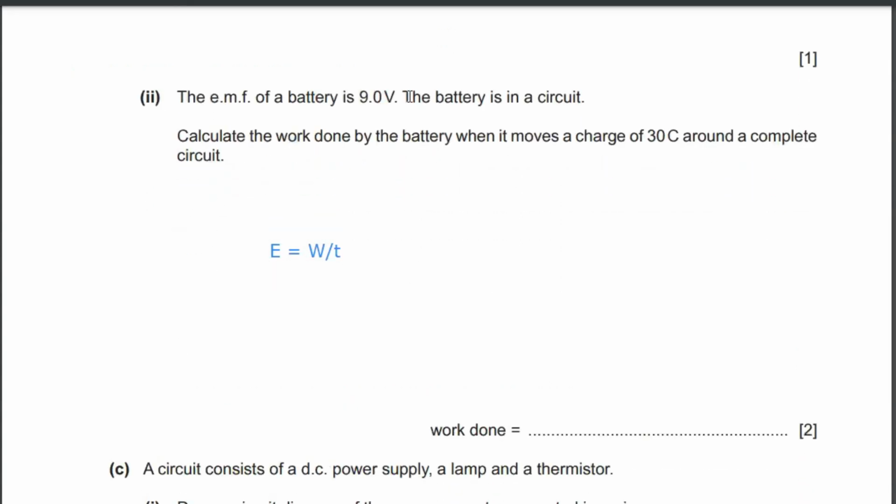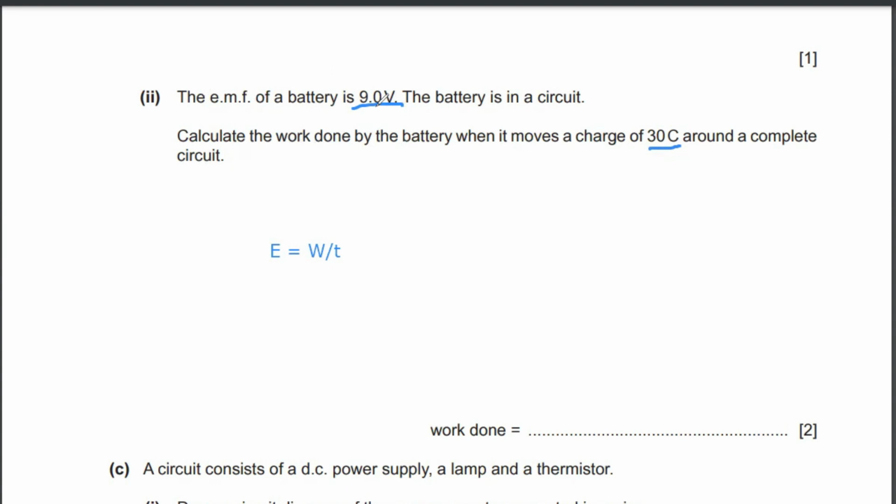So this is the equation which we will use in the third question, which is: the EMF of a battery is 9 volts. The battery is in a circuit. Calculate the work done by the battery when it moves a charge of 30 C around a complete circuit. So we have been given the voltage and we have been given the charge. We want to find the work done.